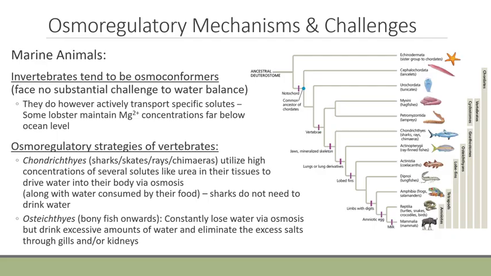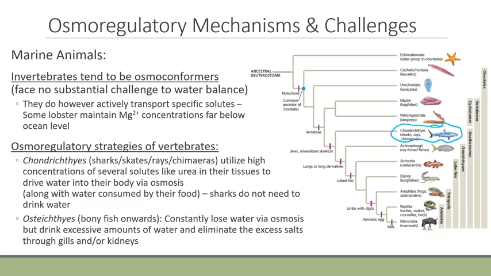It's just that they tend to not have to worry about losing water in their bodies. Vertebrates for marine animals tends to be a little bit different. I'm going to break this into two groups. I included a phylogenetic tree here just to help understand what types of organisms we're talking about right now. The first ones I want to talk about are chondrichthyes, or chondrichthyans. This group right over here that I'm circling in blue.